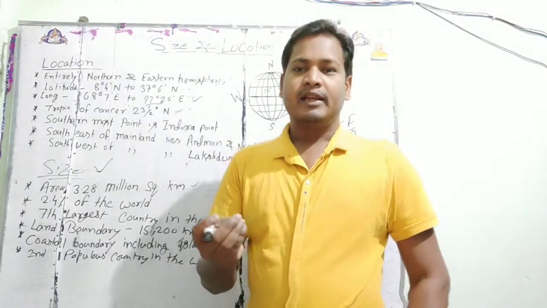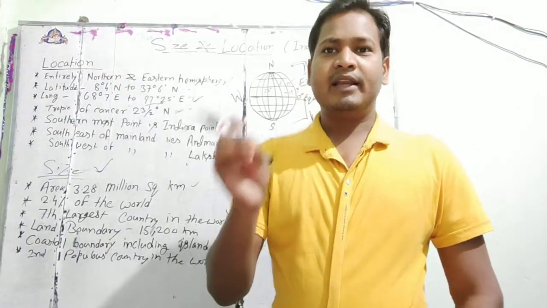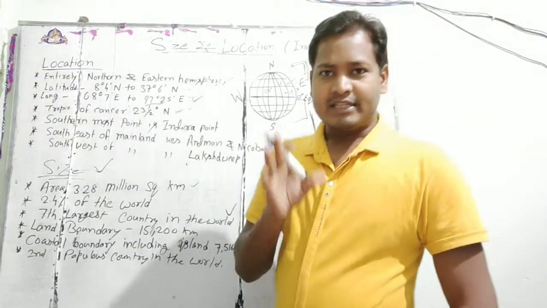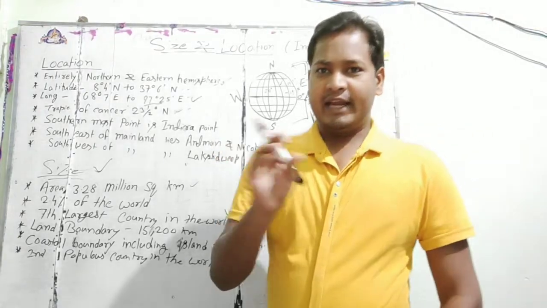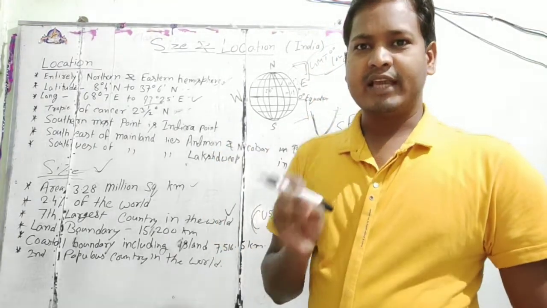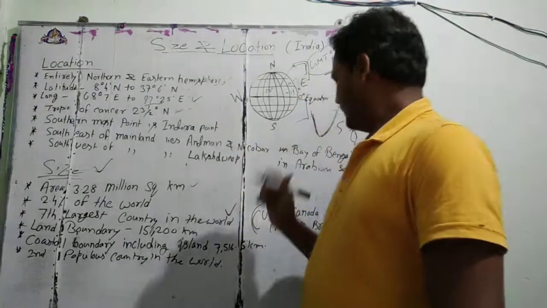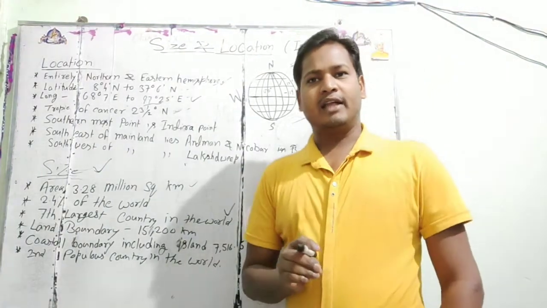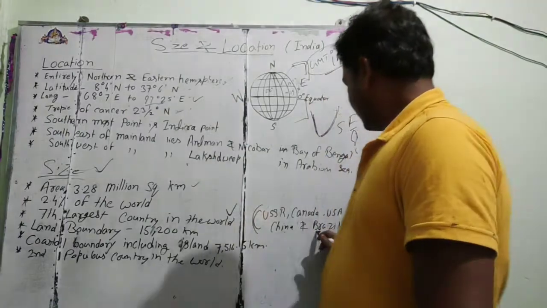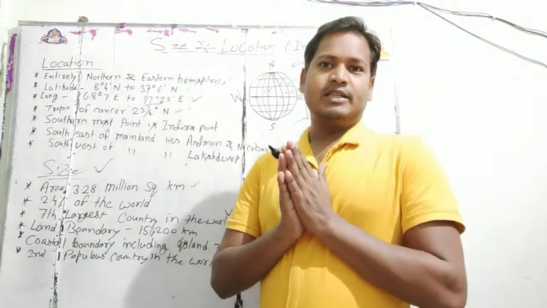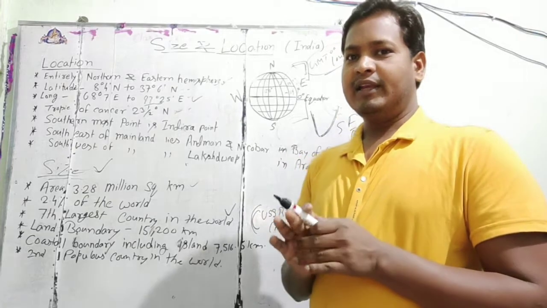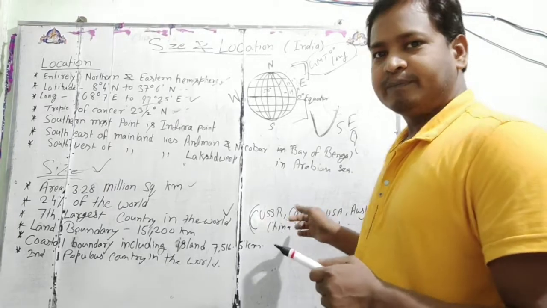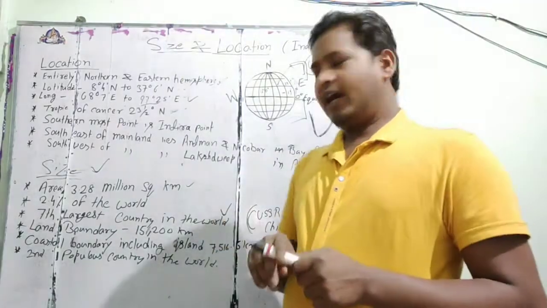What are the countries that are bigger than India? They are USSR, that means Russia. Second one is Canada. Third one is USA, United States of America, and fourth one is Australia, and fifth one is China, and sixth one is Brazil. Only 6 countries are bigger than India. These countries are Russia, Canada, America, Australia, China, and Brazil.